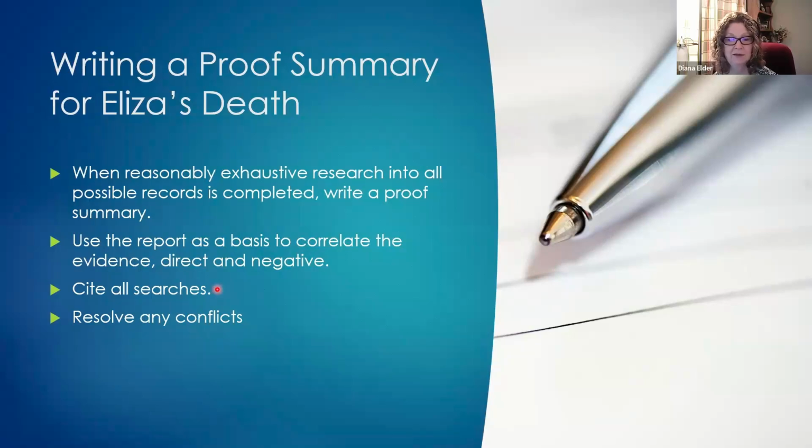And then if there's anything that seems to come up as a conflict, you would have to resolve that. I didn't really see anything that is a conflict in this case. It seems pretty straightforward. But I would definitely get it written up as a research report at this point. And then when you feel like you've really done your due diligence with the research, it could become the proof summary.